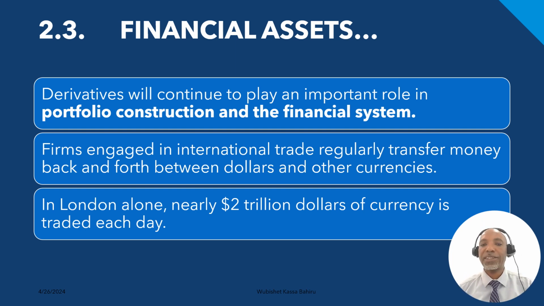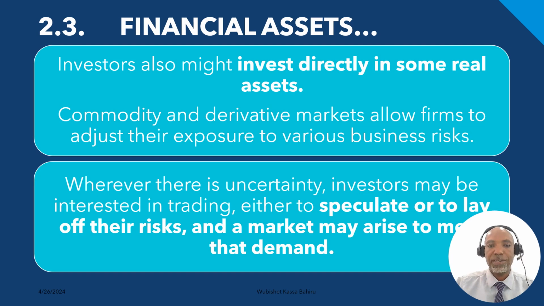Firms engaged in international trade regularly transfer money back and forth between dollars and other currencies. For example, in London alone, nearly $2 trillion of currency is traded each day in this capital market. Investors also might invest directly in some real assets, unlike financial assets. The commodity and derivative markets allow firms to adjust their exposure to various business risks. Wherever there is uncertainty, investors may be interested in trading as speculators or laying off their risks, and a market may arise to manage that demand.